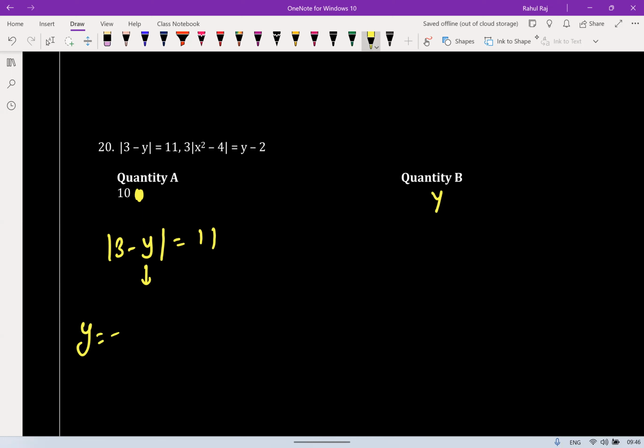Perfect. I'm not solving it then. And what you put next is 14, right? If I put y is equal to 14, 11 minus 14, mod of negative 11, is 11. Perfect. So these are both valid solutions. Simple logic.